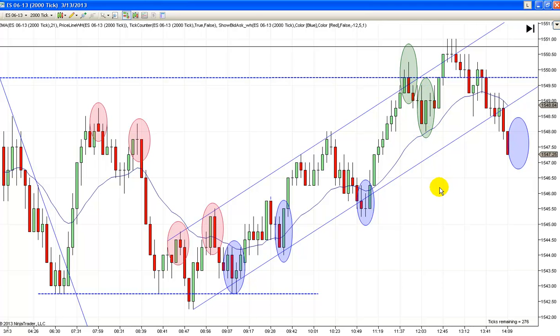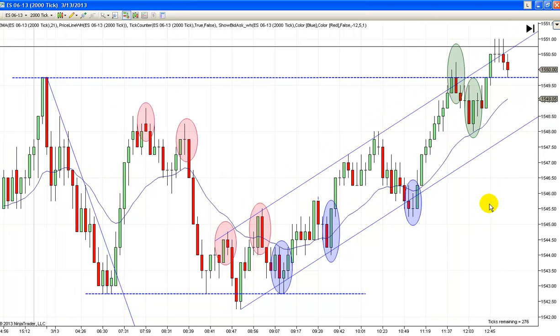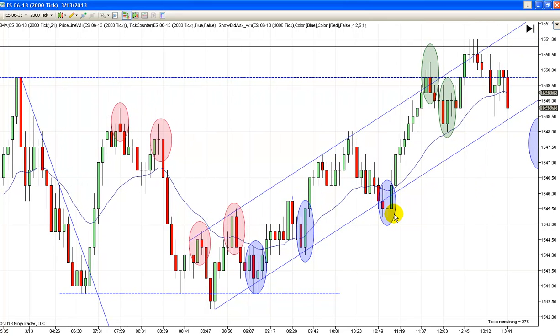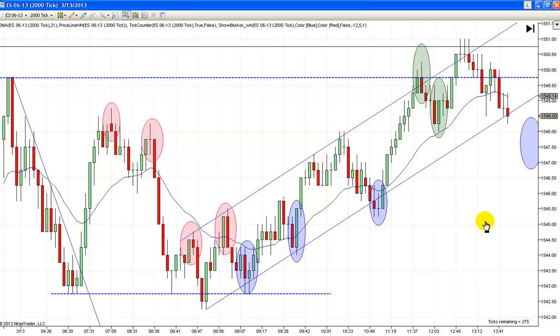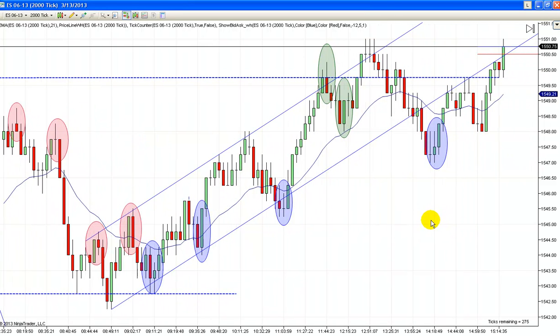So all you're looking for is two legs in one direction. And they're not always equal, and they're not always perfect. But it's basically looking for two moves of a correction and then the trend continues. That simple, really. I'll do another video on it where we can find some really good examples.